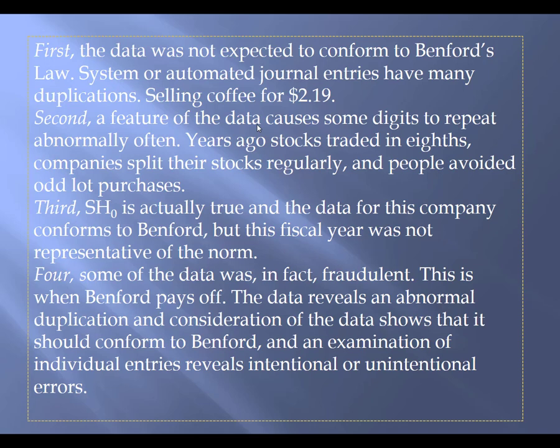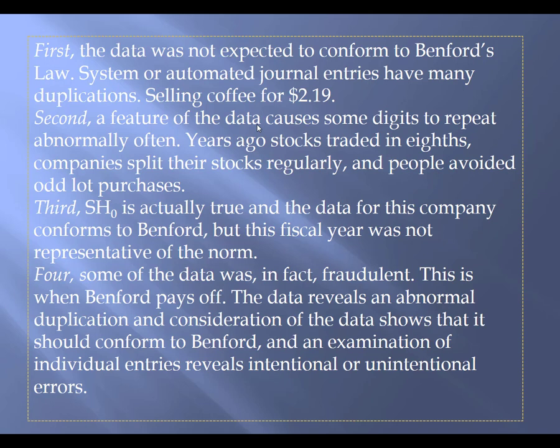Number one, maybe the data wasn't expected to follow Benford's Law. If Starbucks do a journal entry for each sale, which they probably do, and they sell millions upon millions of cups of coffee for $2.19, and that's their main seller, we are going to get a big spike at 2 or at 21, leading digits 21, simply because that's their biggest product and that's what they sell most of.